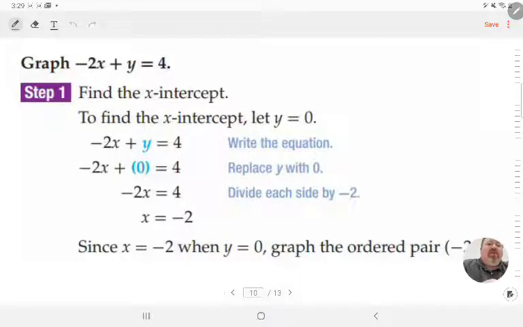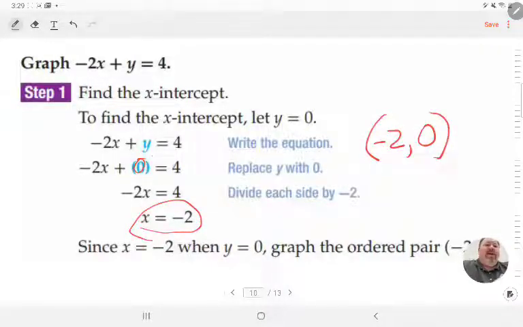For example, we have to graph -2x plus y equals 4. Well, again, we could find the x-intercept. All we have to do is plug in 0 for y and solve for x. That would give me -2x equals 4. Divide each side by -2, and x equals -2. So we would have -2, 0 as our x-intercept. That's where it's going to cross the x-axis.